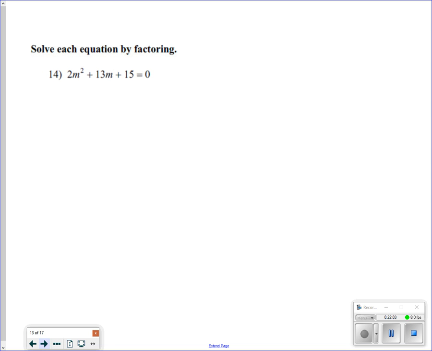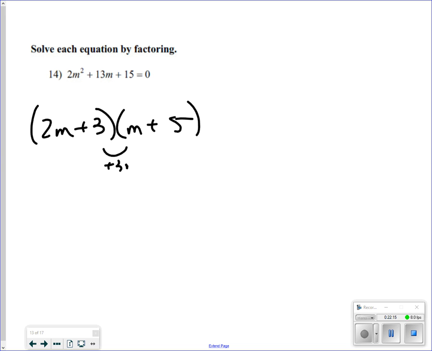So keep going here. Guess and check. So 2m and 1m is really the only way to get 2m squared. And then 15 is pretty basic as well. So it's got 3 times 5. And so if I check that, it does end up adding up to the middle.